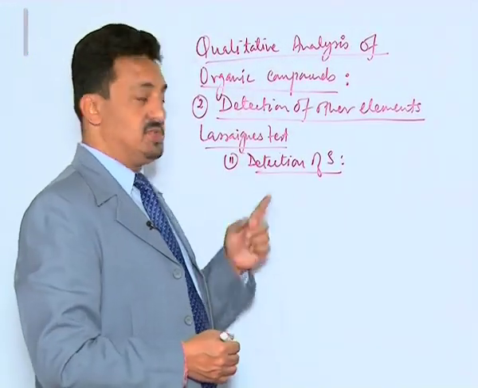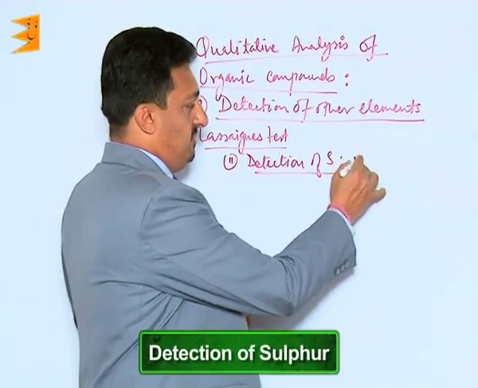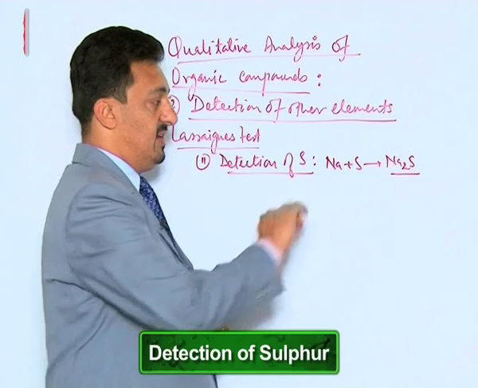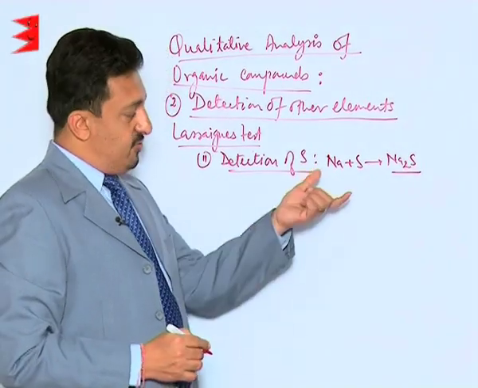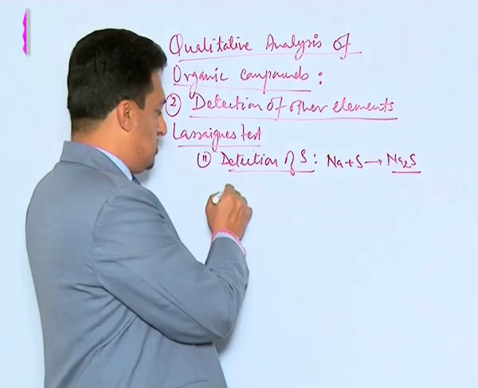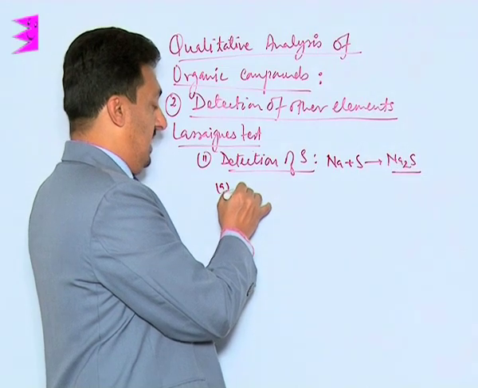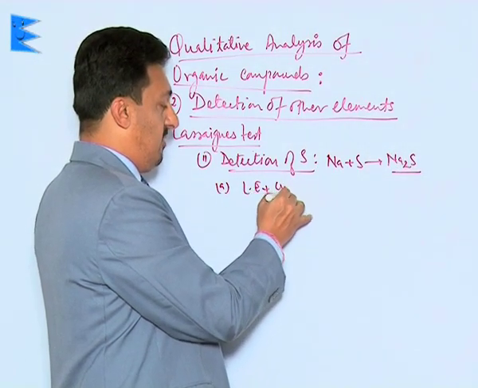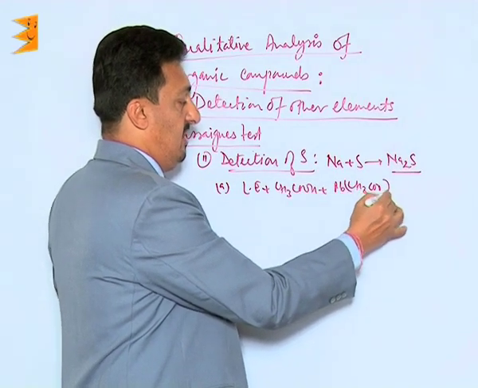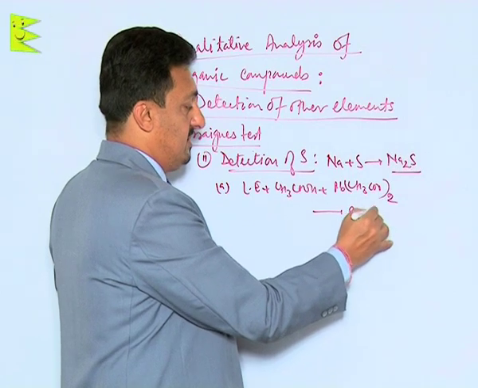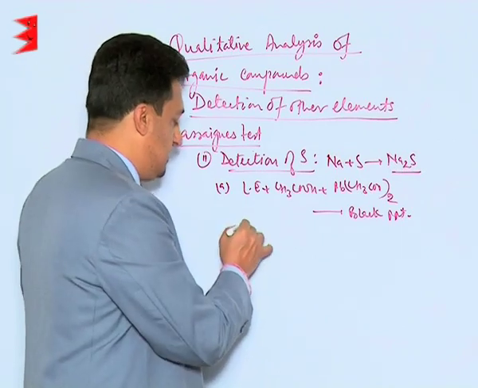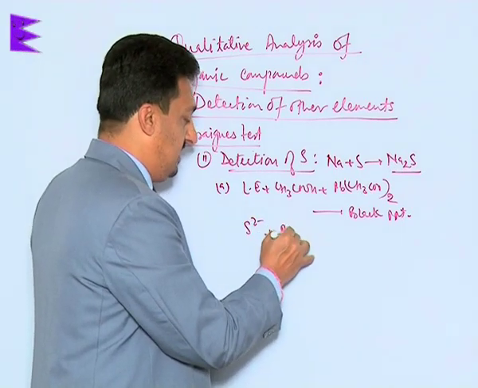Now let us do the detection of sulfur. Once we have sulfur in the organic compound, sodium combines with the sulfur and we have sodium sulfide in the solution. This sodium sulfide is there in your Lassaigne's extract. There are two tests for sulfur. We take Lassaigne's extract, add a small quantity of acetic acid, and then add lead acetate solution. If we get a black precipitate, sulfur is confirmed. How this happens is, we have sulfide ions and we are providing them lead ions.